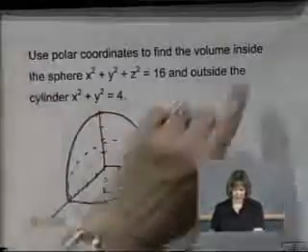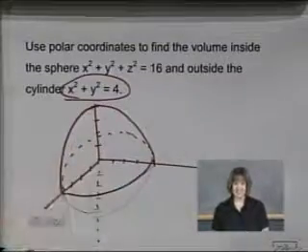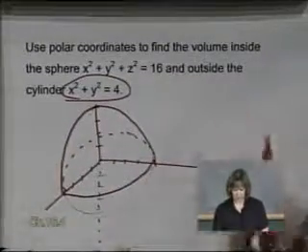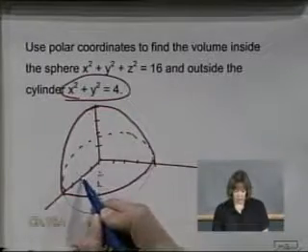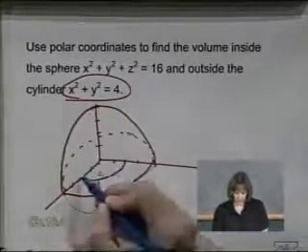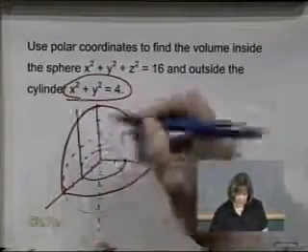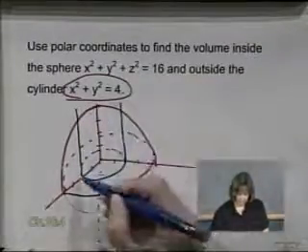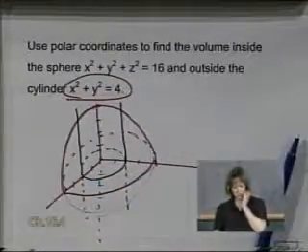Now we want it to be inside the sphere, but outside the cylinder. What does the cylinder x squared plus y squared equals 4 look like? It has a radius of 2. And for the cylinder, you have perpendiculars going up and perpendiculars going down. So can you see what you're doing?